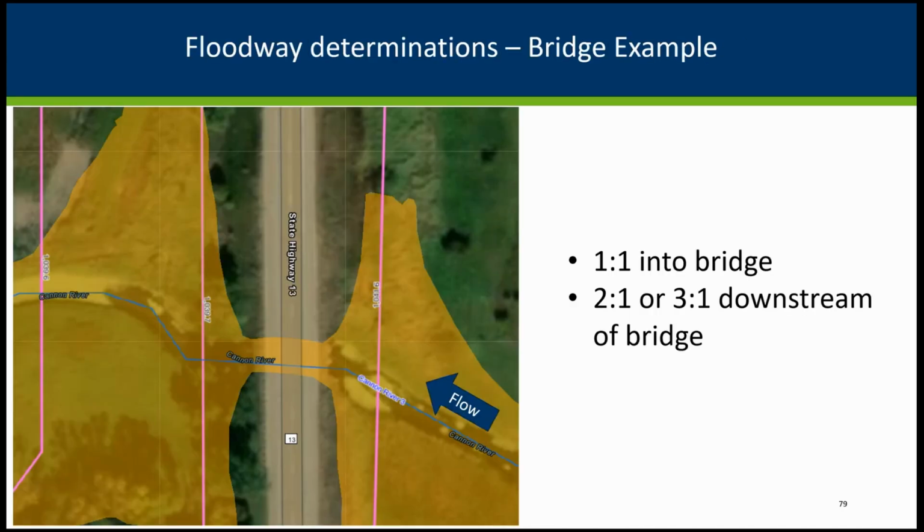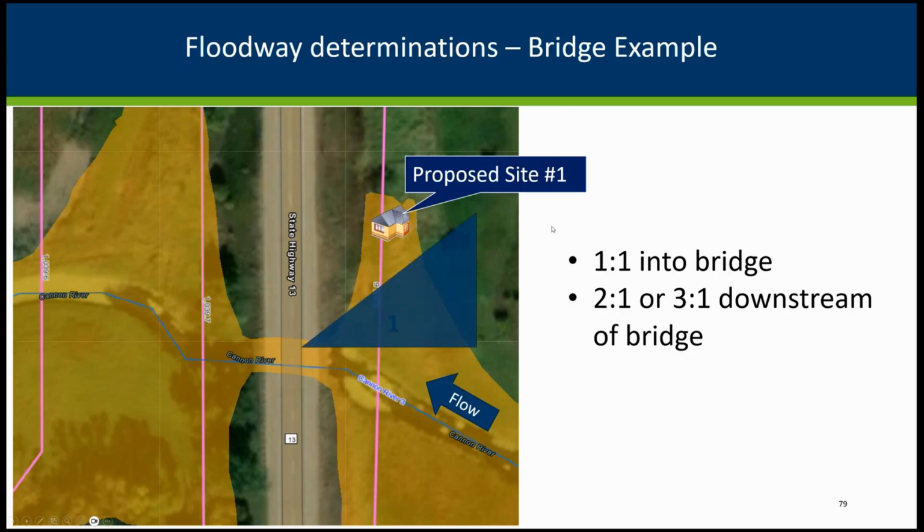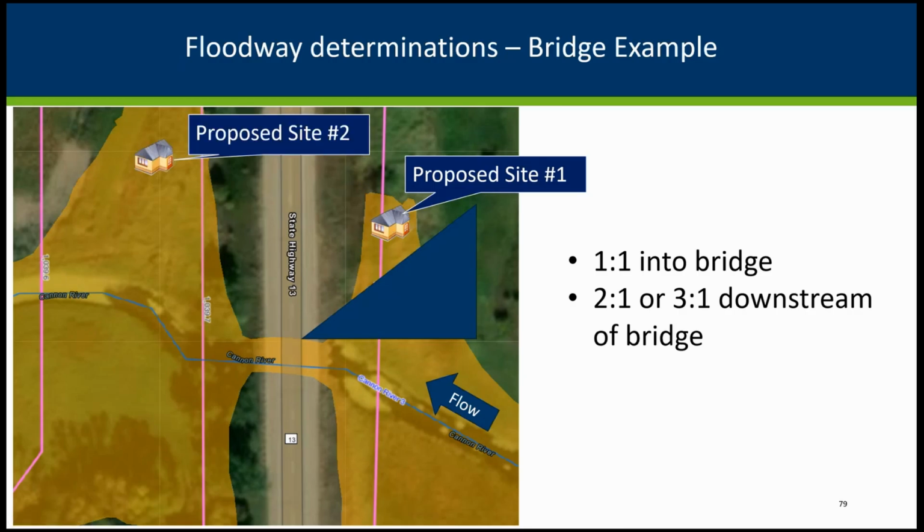So this is a similar example, just to put some numbers to it. If we have a proposed site on the upstream side of this crossing and all of the water is being forced through this bridge opening here, we can use a ratio of 1:1 to determine that contraction ratio. And if it's outside that 1:1 ratio, we can say that, yes, this is storage, this is flood fringe, it is outside the floodway. On the downstream side, we can do a similar analysis.